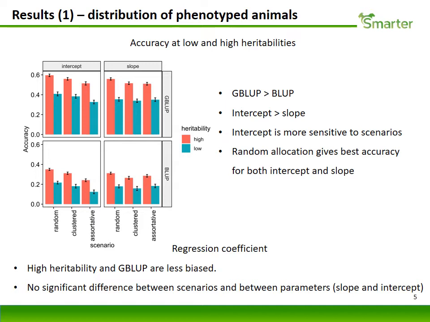Across different scenarios, also, we see that random allocation of individuals gives the best estimate, although the slope does not show much variation of prediction accuracy across different scenarios, whereas intercept is generally more sensitive. The bias in the result also improved when heritabilities were higher or when we used gblob. So the regression coefficients became closer to 1. However, there was no significant difference between the regression coefficient of the two parameters or between different scenarios.